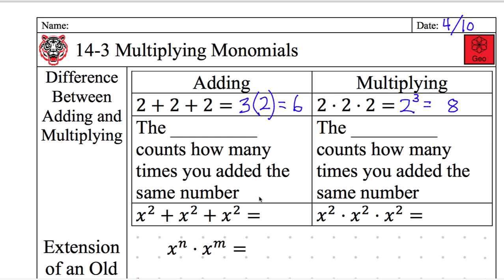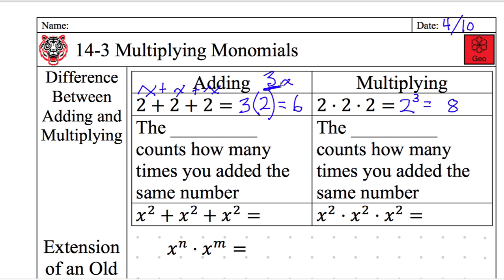So notice the difference. One was an exponent, one was multiplying. That's going to be the main difference going forward. So what is this thing out front called? That's the thing that's counting how many times you've added the same number. What is this out front number called if this thing was a variable? It's 3. Maybe I was doing x plus x plus x. I would have 3x. What is this number out front of the variable called?